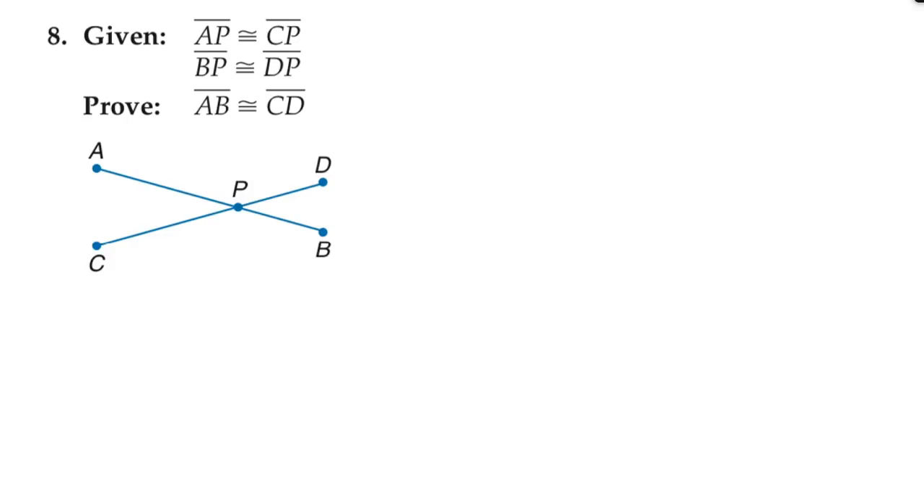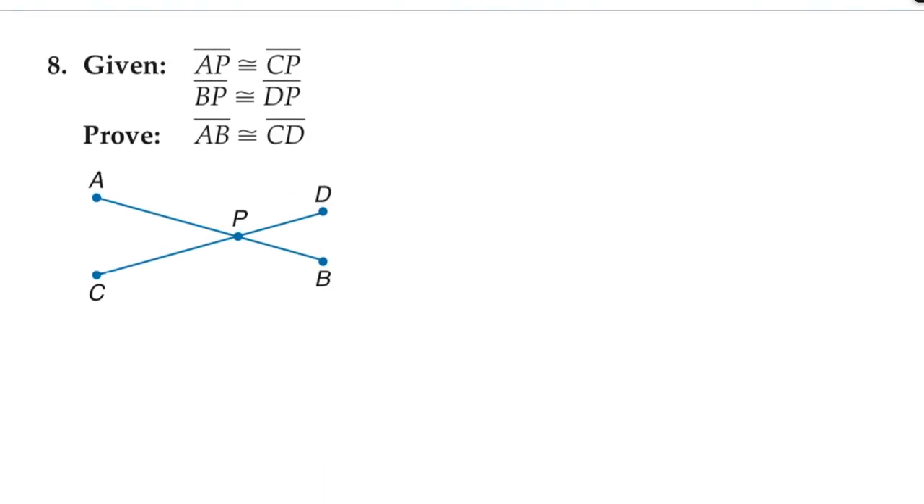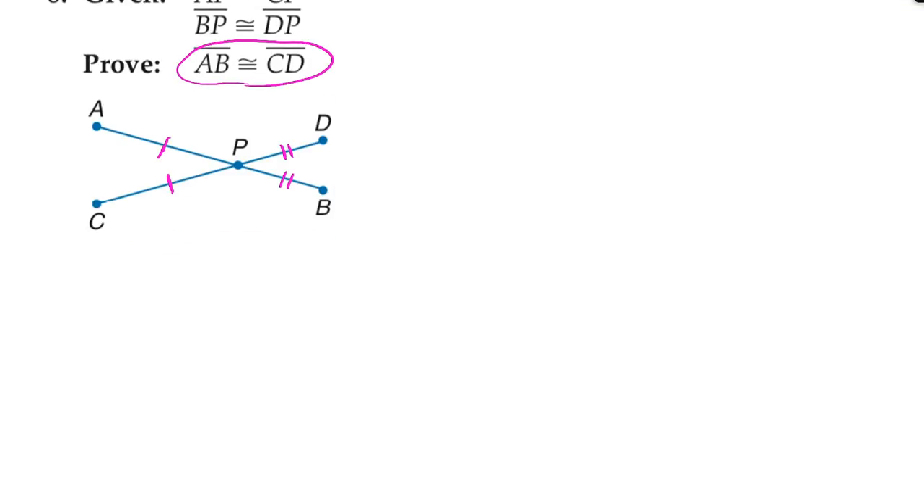I'll do this one 2 column, and then I'll do the next one with a flowchart, okay? So what we're given here is that AP is congruent to CP, and we're given that BP is congruent to DP. And what we want to show is that the entire line segments add up. So again, we're going to have to do that part plus part equals whole, that property or that segment addition property. Okay, so let's go ahead and structure this.